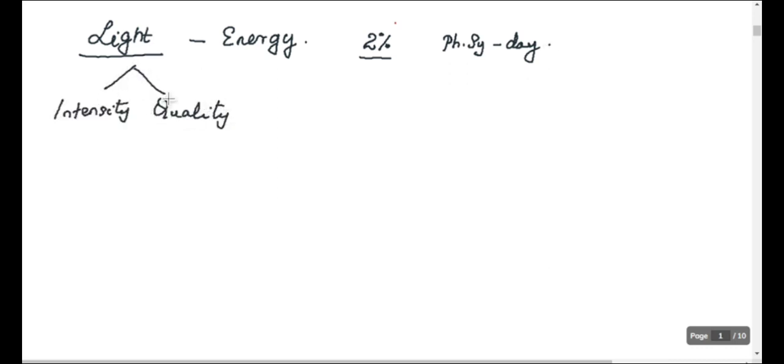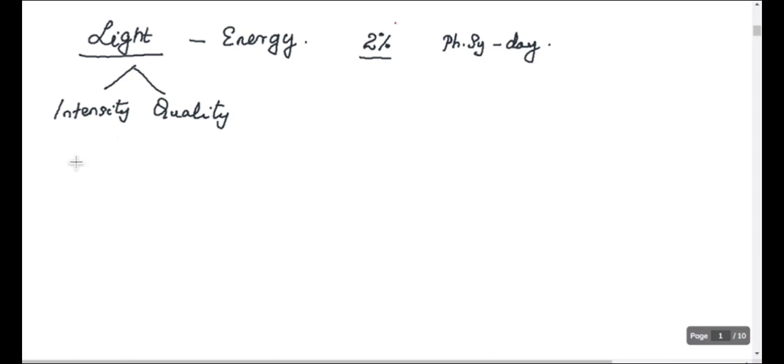Daytime, photosynthesis and respiration both take place. There are 2 factors influencing the effect of light. One is the intensity of light and the other one is quality of light. What is meant by intensity of light? How intensely light is falling. That means in the tropical region, of course, intensity is very high. In the temperate region, intensity is less.